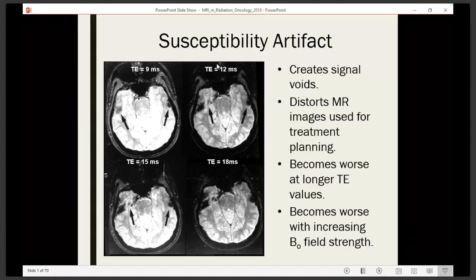And so these are just artifacts you have to be aware of. It's probably minimal on a fast spin echo. It's not so bad on a spin echo. Then it gets worse on a gradient echo. And if you go to something that's really fast, like an echo planar image, it gets really bad.